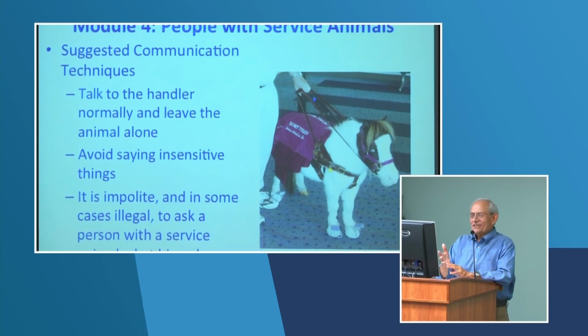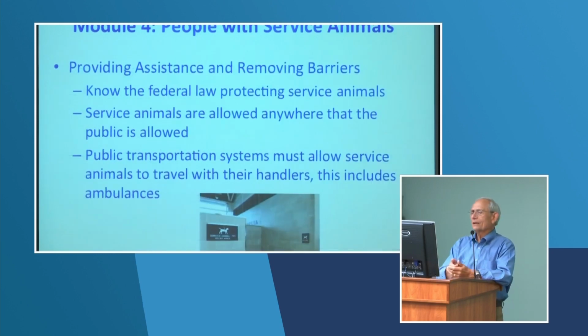It's impolite and, in some cases, illegal to ask a person what his or her disability is. So that's reiterating that previous point. Know the federal law providing service animals. Service animals are allowed anywhere the public is allowed. Public transportation systems must allow service animals to travel with their handlers, including ambulances.